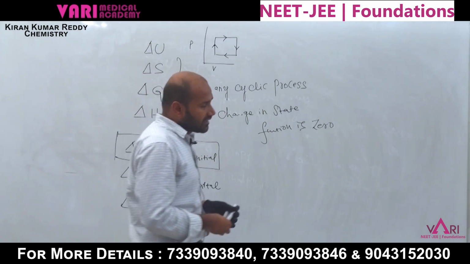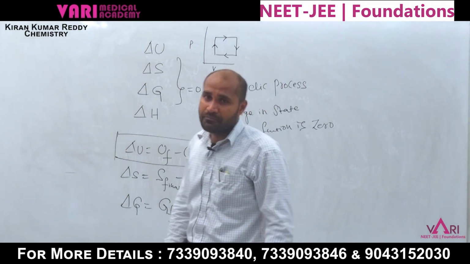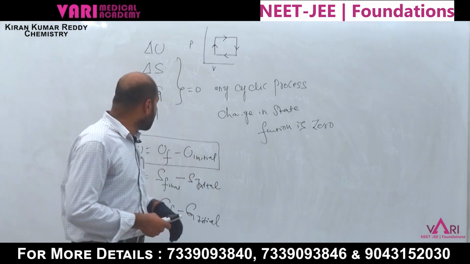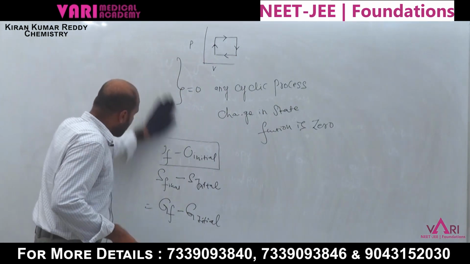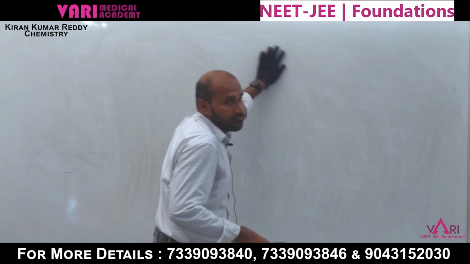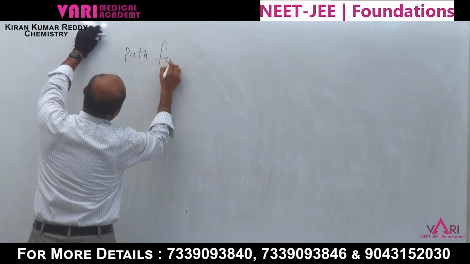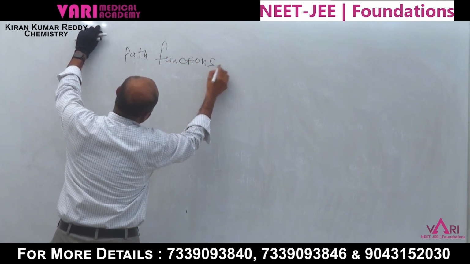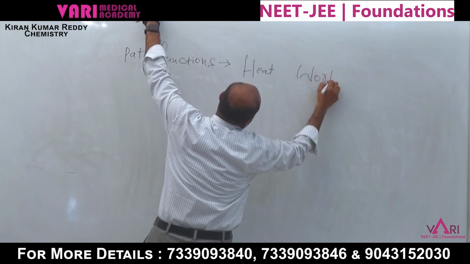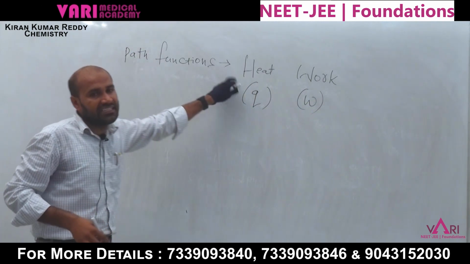What is a state function, students? The thermodynamic properties whose values depend on the initial and final state of the system, that is called a state function. Next one is the path function. What is a path function? The thermodynamic properties that depend on the path of the process. What are the path functions? The path functions are heat and work. They are denoted as small letters Q and W, heat and work.